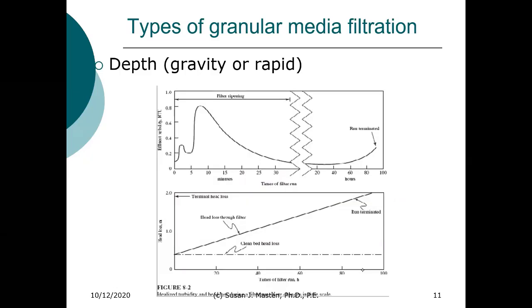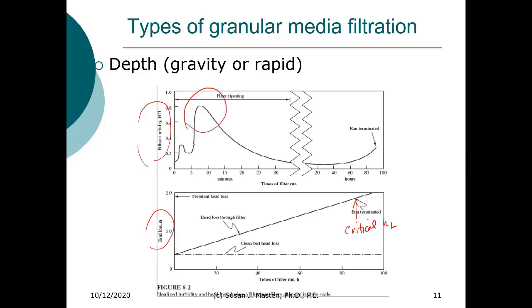What you see here is a plot of a filter run. So this is a plot of the effluent turbidity and the head loss. And you can see this would be the head loss of the clean filter bed. And then over time, as you operate the system, the head loss increases, and then there would be some cutoff. So this would be our critical head loss. And that's when the run would be terminated and the system backwashed. This is a plot of turbidity.